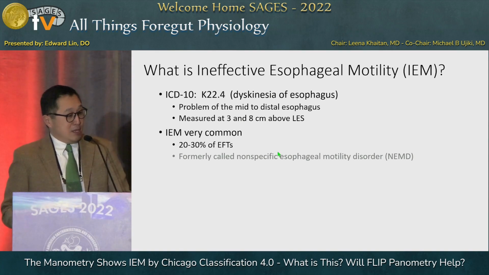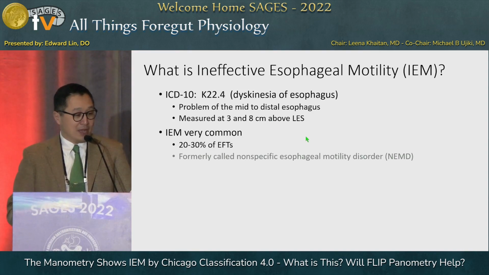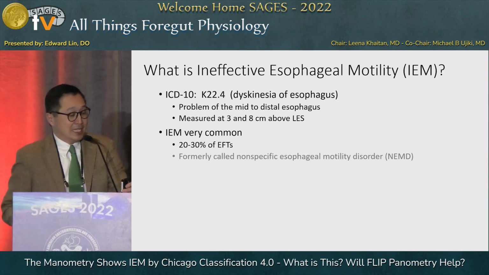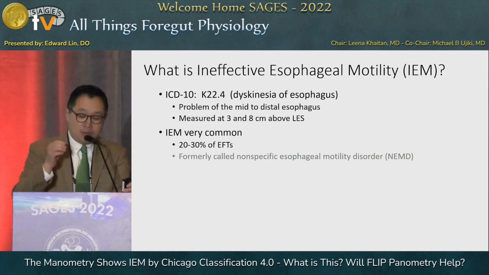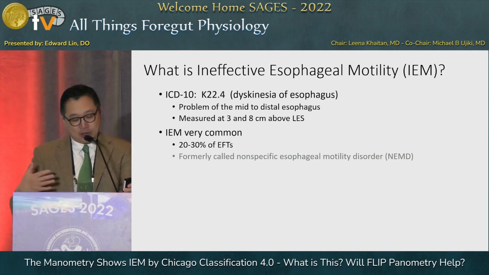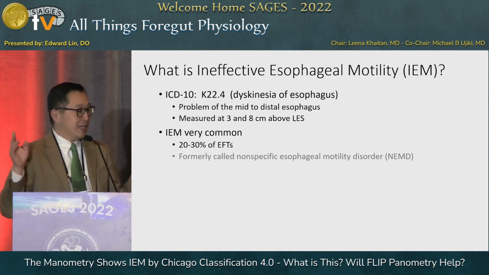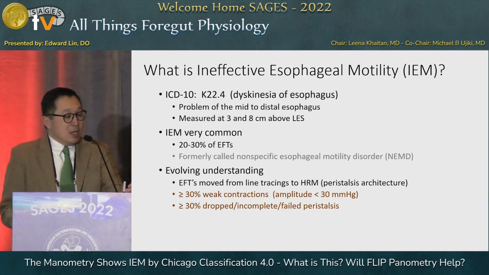It's actually very common, and Don Castell keeps reminding us that it's probably 30%, sometimes he says more, of esophageal physiology tests that will show some type of IEM, but it was formerly called nonspecific esophageal motility disorder. And I don't know, maybe about 15, 20 years ago, they started moving away from that terminology. I keep that terminology in mind only because it used to be a bucket where you put things you can't have a label for. Well, the understanding of IEM is evolving.